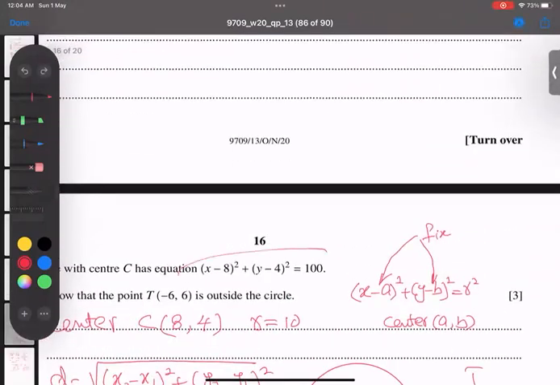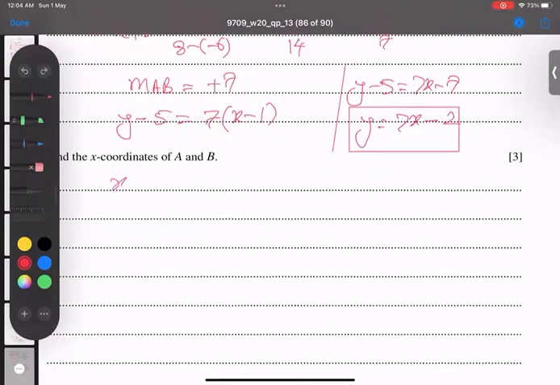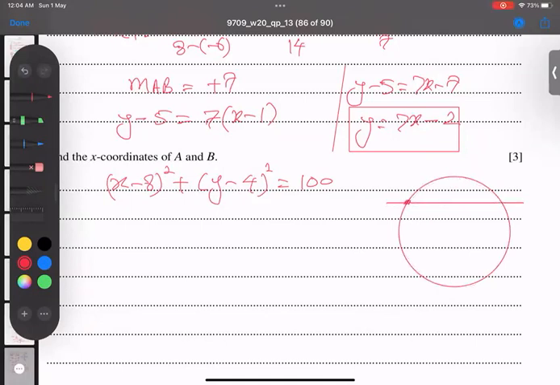The circle equation is here: x minus 8 and y minus 4. So this is the equation of the circle and this is the equation of the line, and you know it very well. They are intersecting at A and B. So this is A and this is B. So indirectly, I'm solving simultaneously. This y value I will plug in here. That's it.